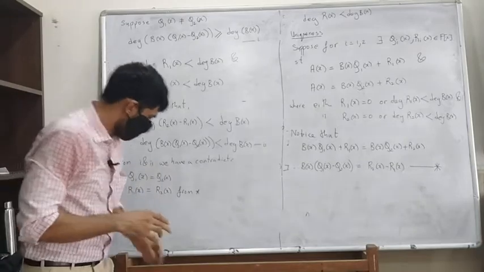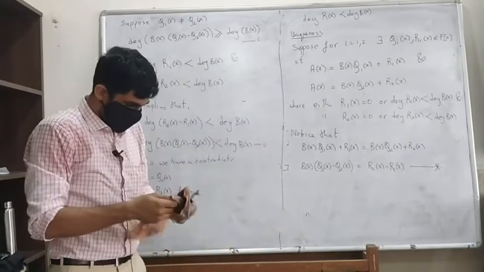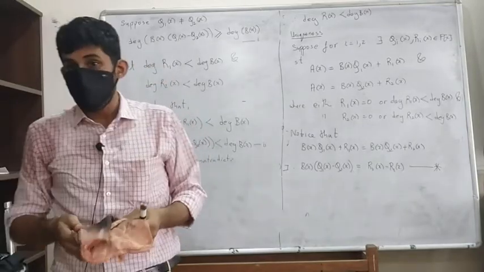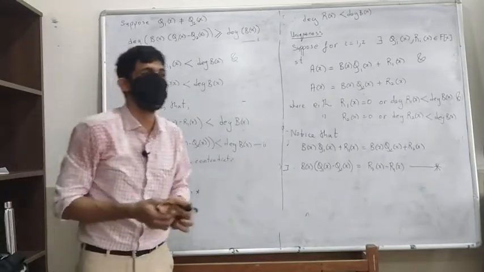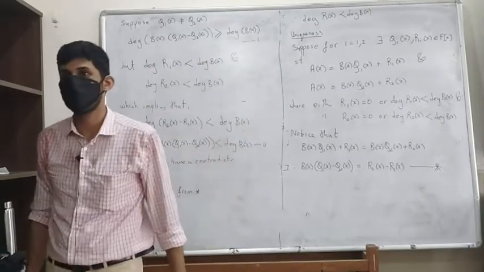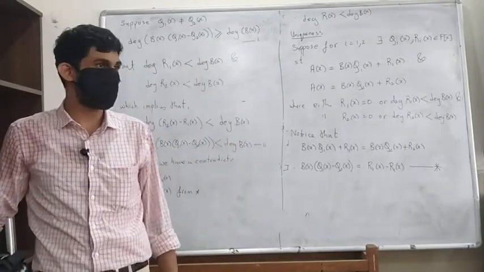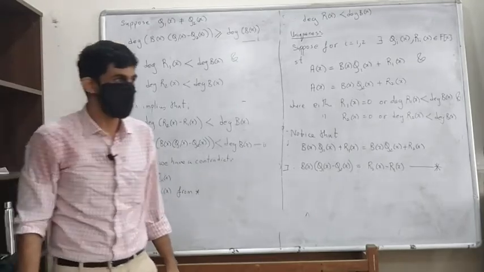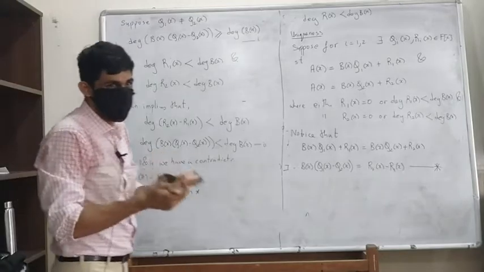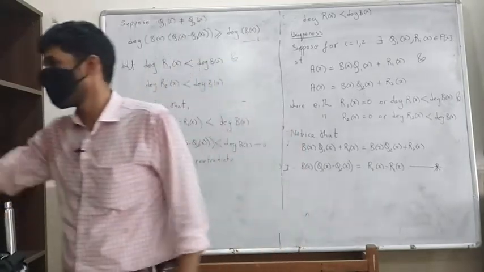Okay, so we have shown that when F is a field, F[x] has one nice property, something which we are familiar with. This division algorithm is a property which we are familiar with in Z. So in a way, it behaves somewhat like Z in some ways, which we will see.